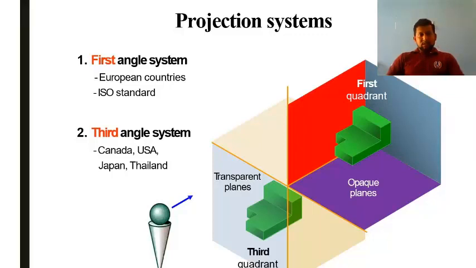And coming to the third angle projection, you already know that if an object is placed in the third quadrant, its position will be below the horizontal plane and behind the vertical plane. There again, this particular thing is the horizontal plane, this is the profile plane, and this is the vertical plane where its front view will be projected. Here it is mentioned that first angle projection is used in European countries, and it is an ISO standard, and third angle projection is generally used in countries like Canada, USA, Thailand and Japan.